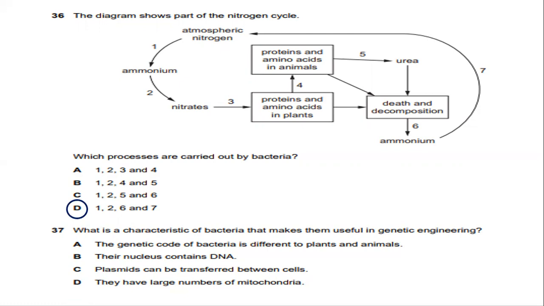What is a characteristic of bacteria that makes them useful in genetic engineering? I choose the answer C, because plasmids can be transferred between cells. Bacteria contain plasmids, which are circular rings of DNA, into which new genes can be inserted, removed, or changed. So the most suitable answer for what makes bacteria very useful in genetic engineering is C, plasmids can be transferred between cells.